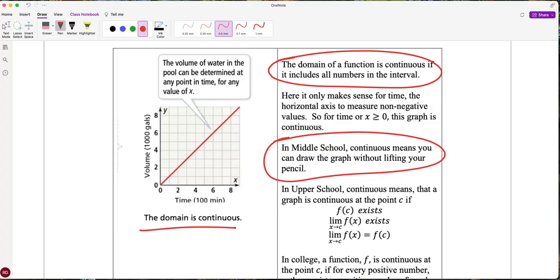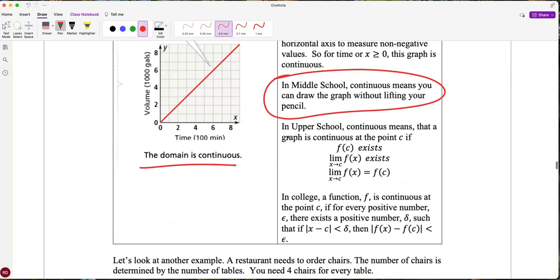To show you how math will grow with you, in upper school, they don't use this definition for continuous. They say it is continuous if, at a point, the function exists at the point and the limit exists at the point, and these two things match. I'm not going to test you over that. That's just showing you that when you get to upper school, they're getting a little more precise with the math.